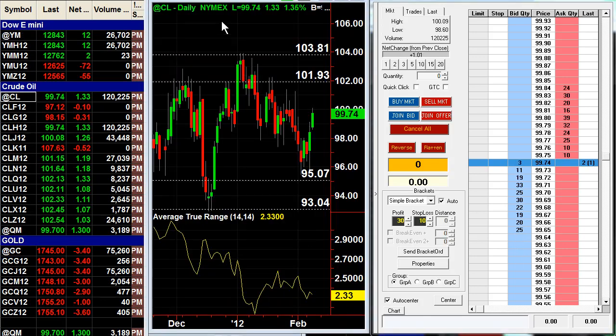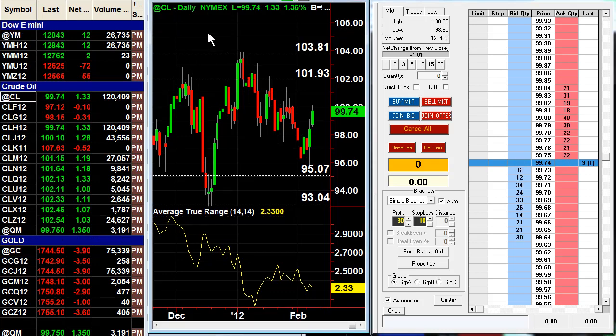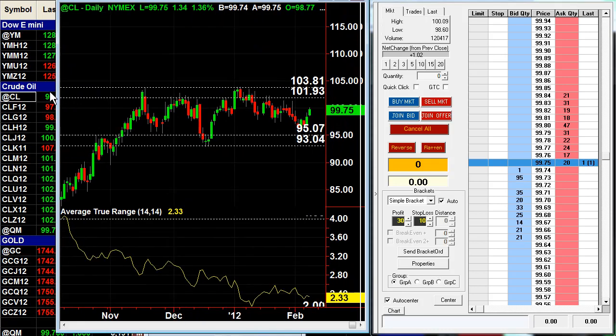Now let's discuss a couple of strategies to trade these things. So I trade the big contract, the big CL. One reason is it just has a lot more volume. So right now it's actually a light volume day, and it already has 120,000 contracts, and the QM only has 3,191 contracts.